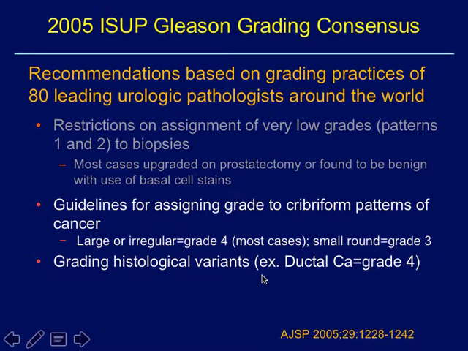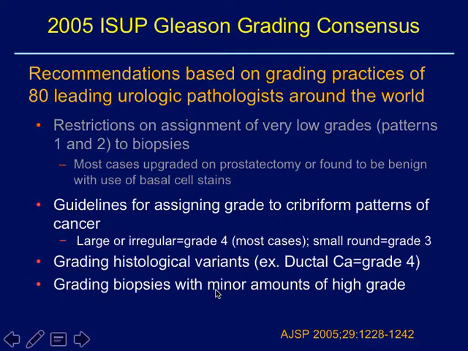Certain things like ductal carcinomas did show good data in terms of outcome, and so it was easy to categorize them. For instance, ductal is a grade 4. And then one of the things that probably caused most concern and controversy was what to do with minor amounts of high-grade tumor on biopsy.